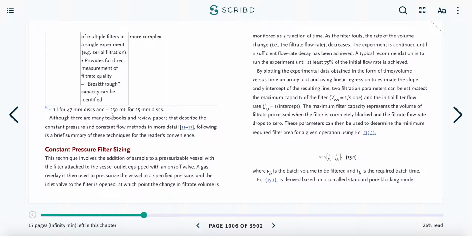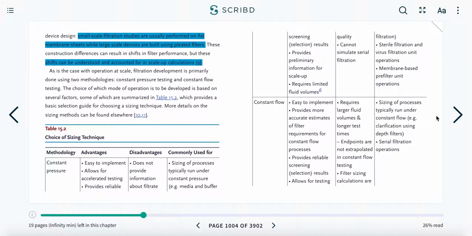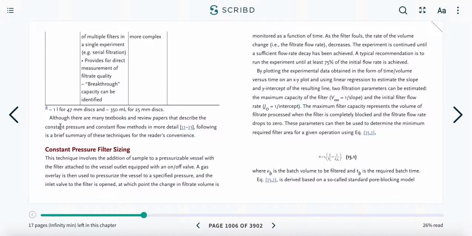So you only need 350 ml for a 25 millimeter disc, and what is this? 1 liter for a 47 millimeter disc. So that's a pretty small scale for constant pressure. Although there are many textbooks and reviews.